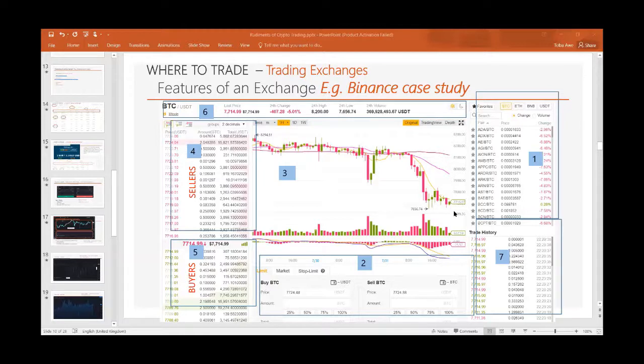Now this button on the Binance website, you can arrange it how you want it. So on some exchanges, you might not see it.